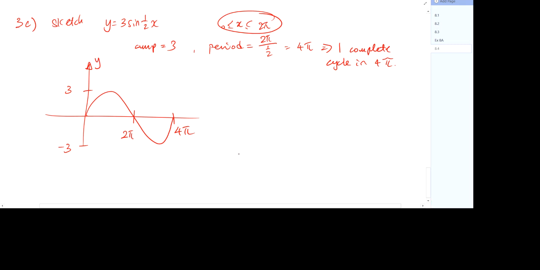So fill in the other blanks, this is the x, and we do not require whatever is beyond 2 pi. So let us remove it. y equals to 3 sine half x. Alright? So 3C done. Question 4, anybody?